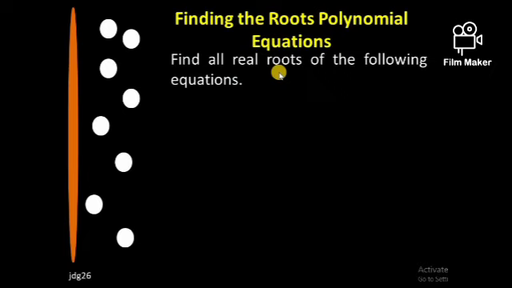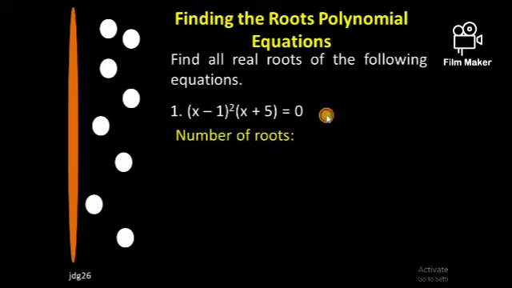Let us find all real roots of the following equation. Let's start with number 1. We have x minus 1 squared times x plus 5 is equal to 0. Kung papansinin natin po ang given, this is already in factored form. So, we are going to use the zero product property. So, alamin muna natin ang number ng roots na meron. So, we have 3. Parang kanina lang. So, bilangan natin sa exponent. So, we have 2 and 1 and then 2 plus 1 is 3.